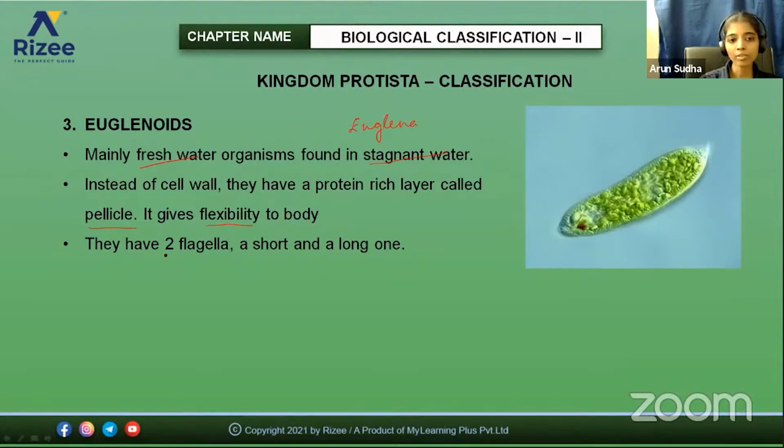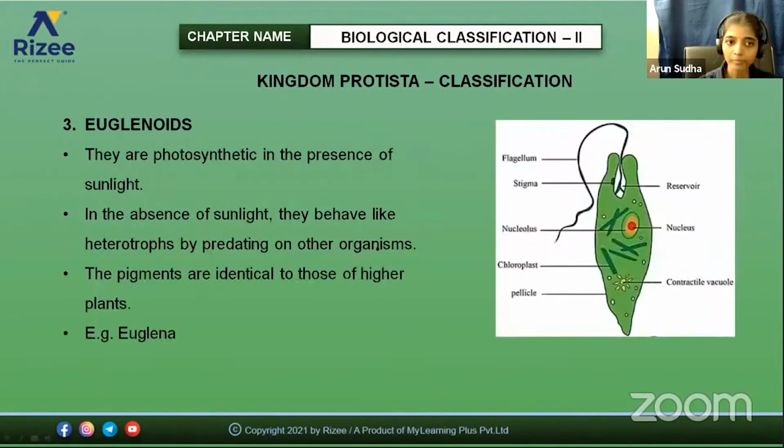And these euglenoids also have two types of flagella. One is a shorter one, the other is a longer one. So they have two flagella. Another main feature of euglenoids is that they are photosynthetic. Why are they photosynthetic? They are similar to plants in that they have chloroplast. So they can photosynthesize and prepare their own food.